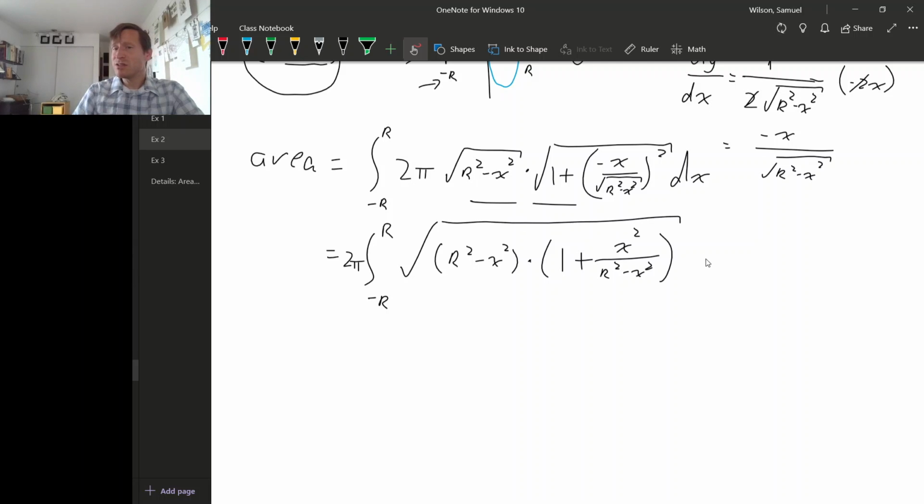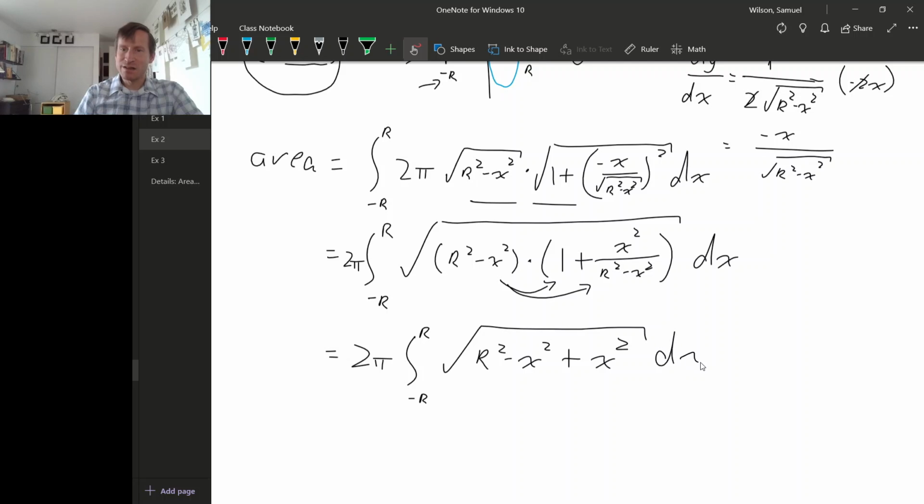Okay, this actually is looking a little better because if we distribute inside the square root, we're going to get some nice things happening. So this is 2 pi times the integral from minus r to plus r. Inside the square root we get r squared minus x squared times 1, which is r squared minus x squared. And then r squared minus x squared, when we distribute to the second piece, cancels with the denominator and we just get plus x squared.